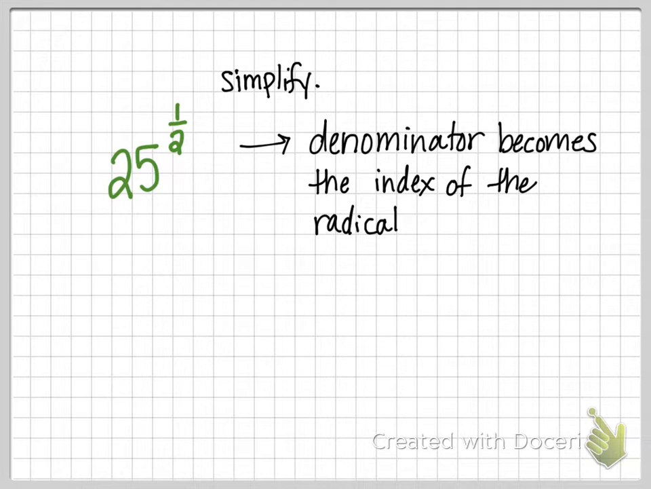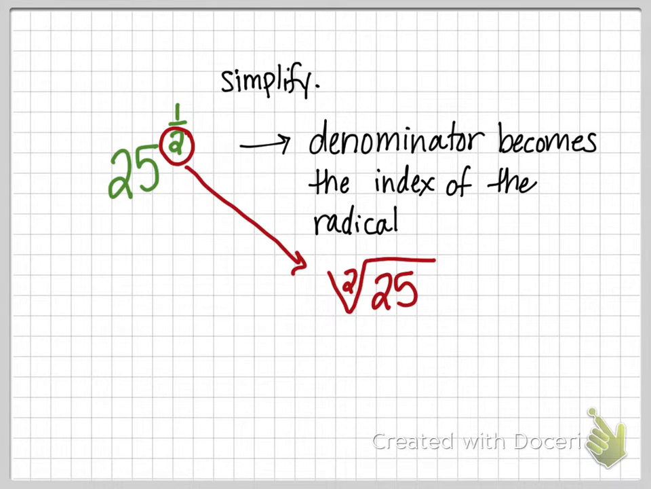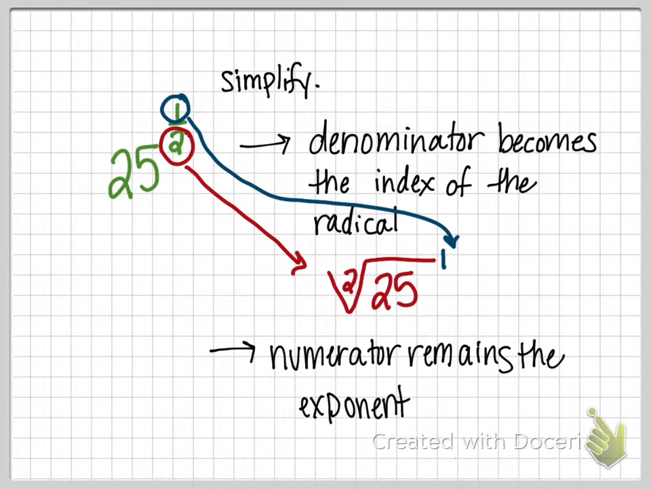The denominator of your fraction becomes the index of the radical. And this is why vocab is important. The denominator of the fraction becomes the index of the radical. So our index would be what? 2. The numerator remains the exponent. So technically, we would simplify this to say the square root of 25 to the first power.